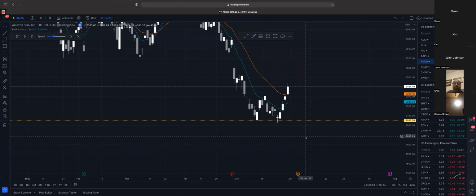Somebody asked if it's going to fill that gap. I don't know. No, it's not going to fill that gap. We're about to split.